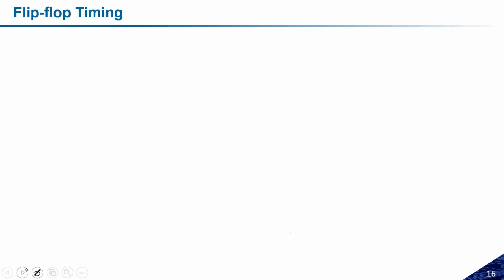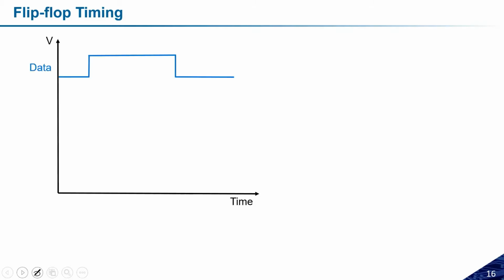So the flip-flop timing information is a very important parameter to understand the working of a flip-flop. Let us try to see how it works. Suppose I have a data input changing from 0 to 1, and the clock pulse is changing from 0, 1, 0, 1, something like this. There are some timing parameters that we should understand.